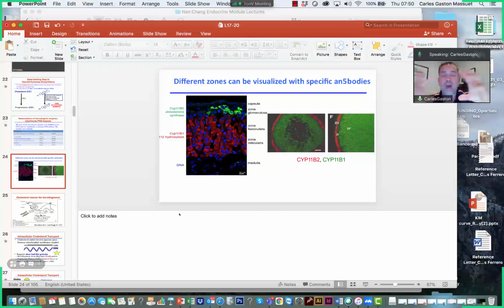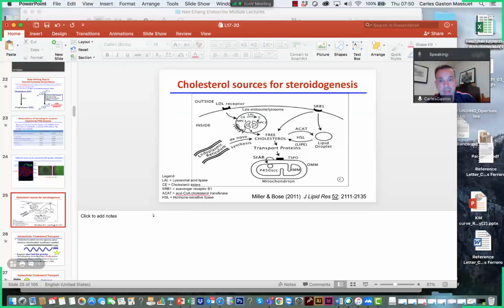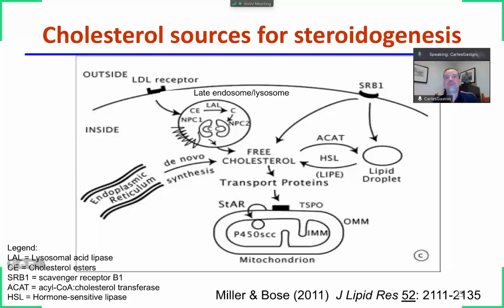So each of these enzymes will be confined in different areas of the cortex. That's why it's important to know the cortex areas, because each cortex area will form some enzymes that will catalyze the conversion of cholesterol into different steroid hormones. So let's look at the cholesterol sources for steroidogenesis and the process of what is needed to actually form the cholesterol modification.